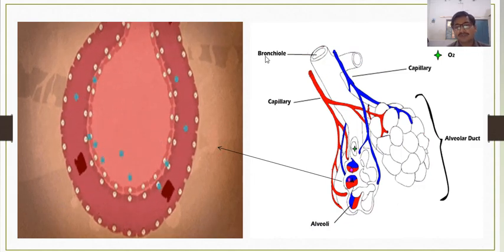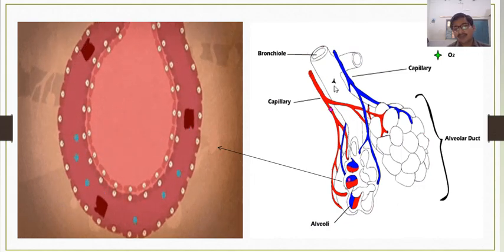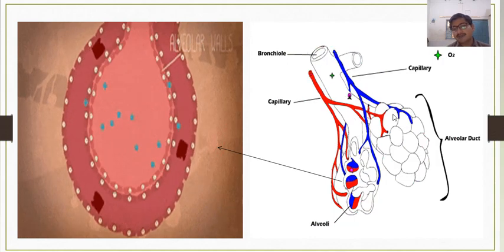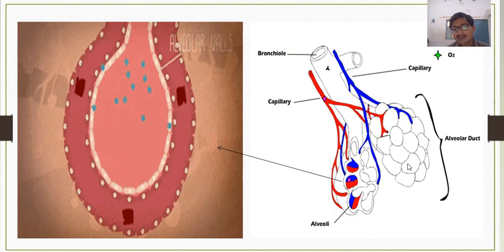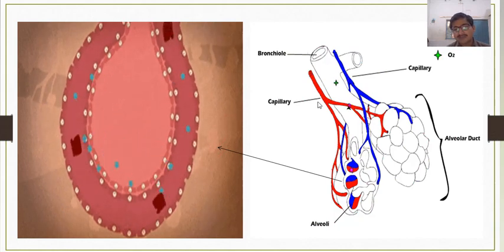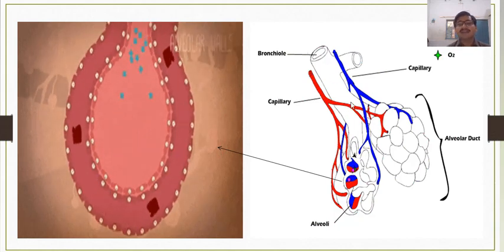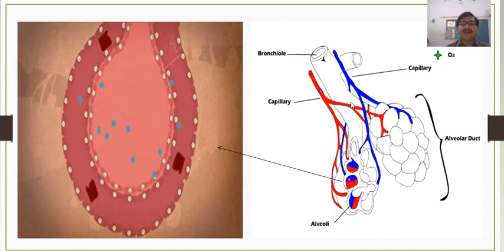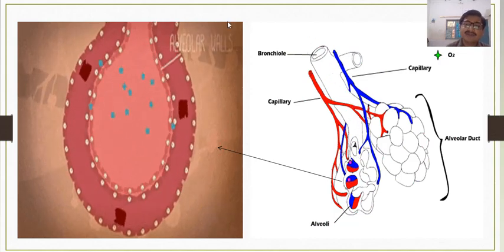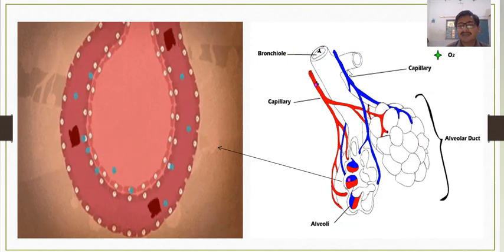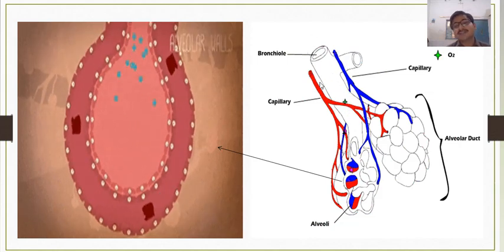This is known as the bronchiole, and the bronchioles end at a balloon-like, small sac-like structure known as the alveolar sac. This alveolus is surrounded by blue and red colored blood capillaries which supply the blood. Why is this supplying the blood? Because the blue blood vessel shows deoxygenated blood and the red shows oxygenated blood.